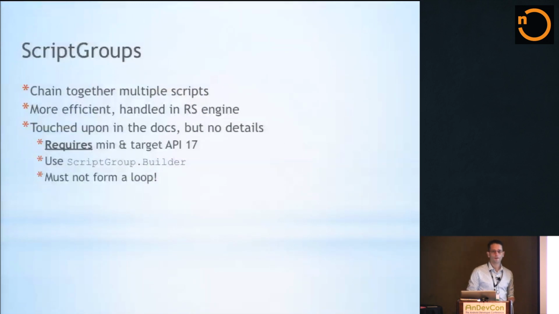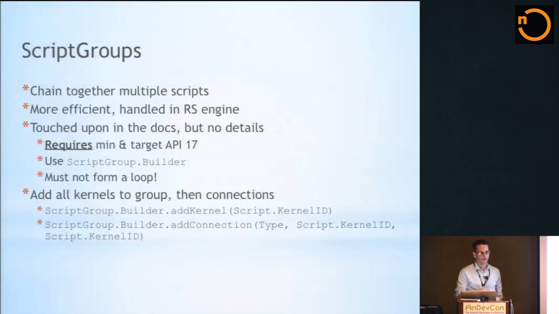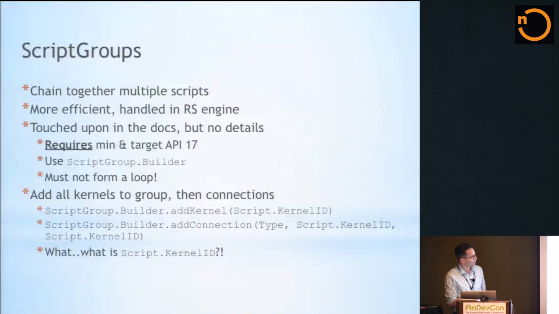It requires at least API level 17 for both your minimum and your target. So 17 or newer. And you're basically going to set up, using this script group builder, a chaining of all these scripts together. So you basically add your kernels to a group, using an add kernel call, and you pass this kernel ID, and then you add a connection between the kernels in these different scripts.